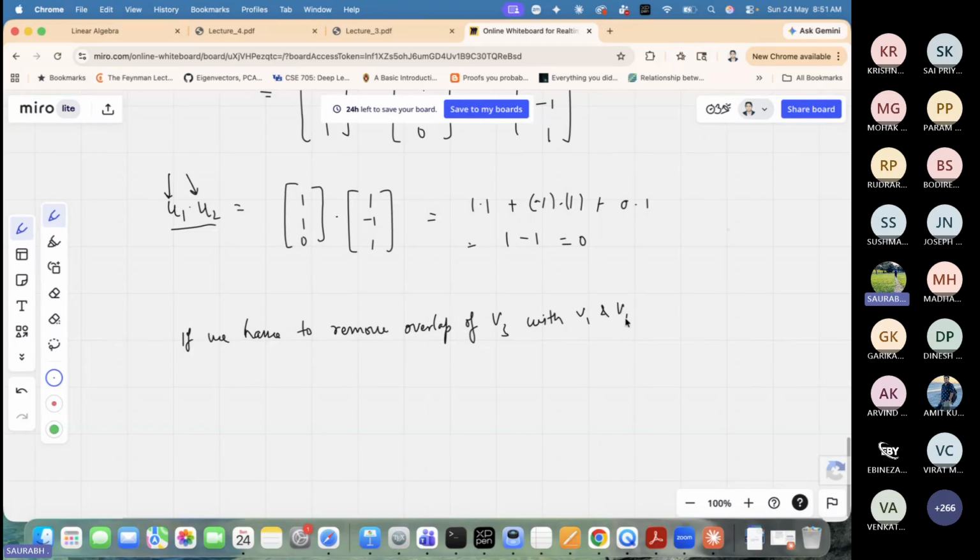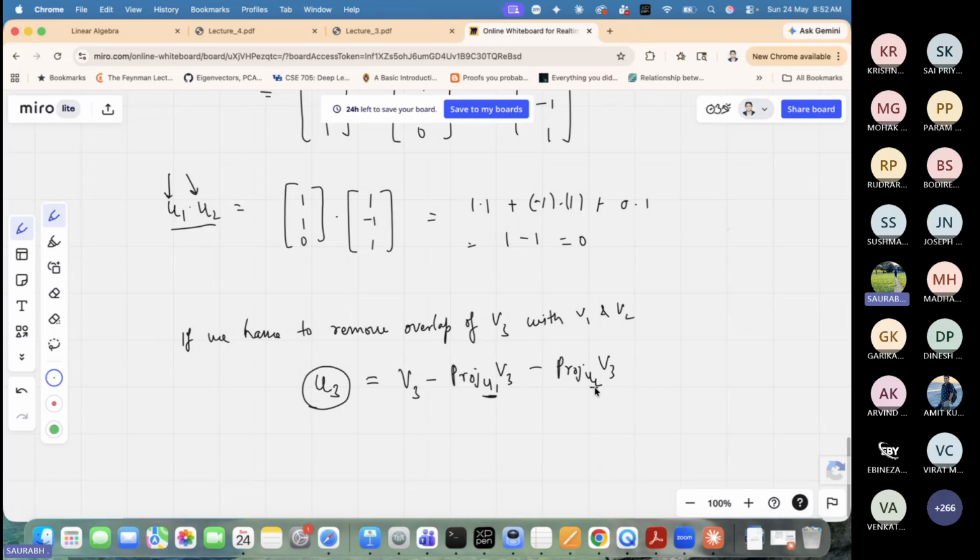Let's say we have to remove the overlap of V3 from V1 and V2. What we'll be doing? First, we will rename V3 to U3. Then we'll say that U3 is equal to V3 minus how much amount of V3 is aligned in the direction of U1, because that's the first vector, the projection of V3 in the direction of U1, minus the projection of V3 in the direction of U2.